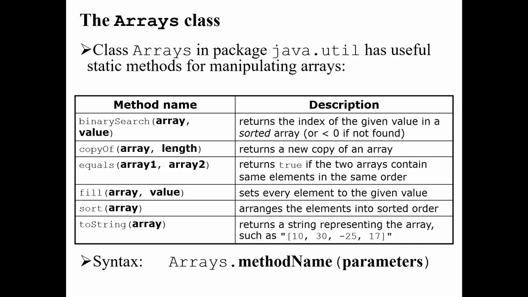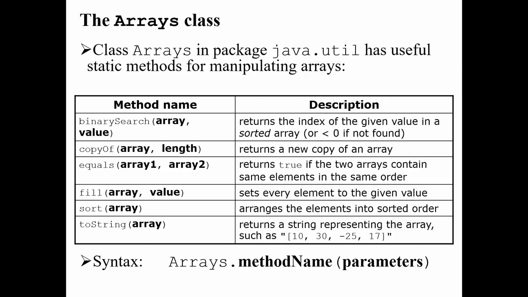We can call Arrays.equals, and then we send array 1 and array 2, and it returns true if these two arrays are equal. Also, we can fill the arrays. We have an array that is defined, and we can fill it with a certain value. We can sort the arrays. We can have some values and sort them.